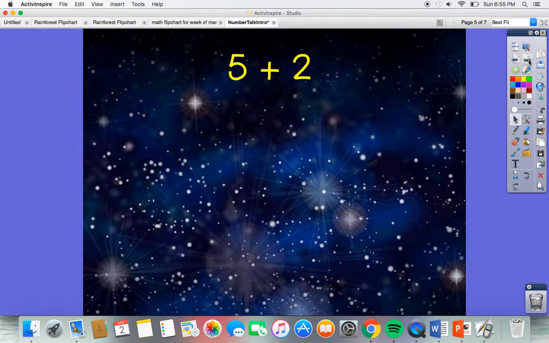So when we do a number talk, we start with a problem like this, and we will go through the different ways we knew we could solve it. Some students will say, oh, I used a number line. Or someone else might say, I counted 5 in my head and counted up to 2. Or another student might say that they used our whiteboards to draw a picture.